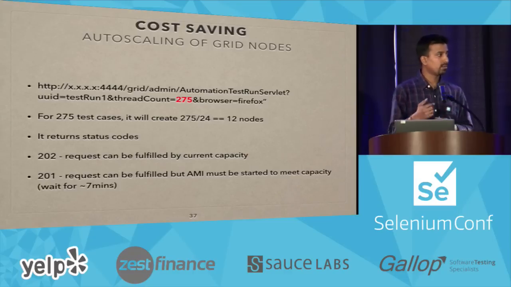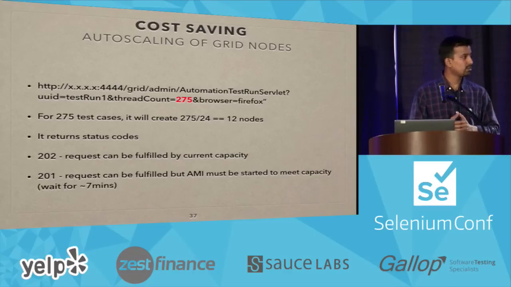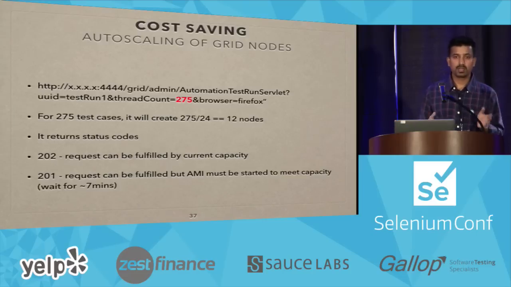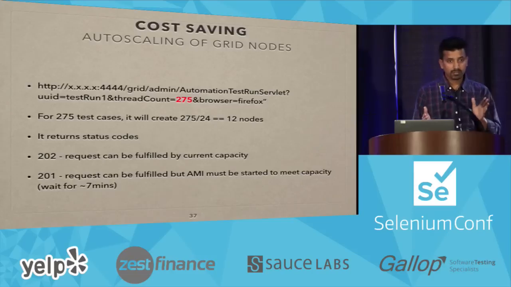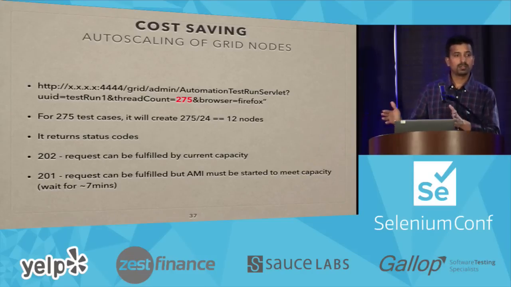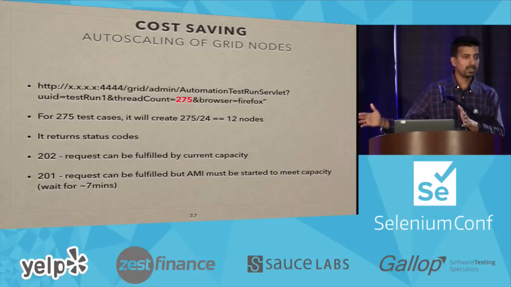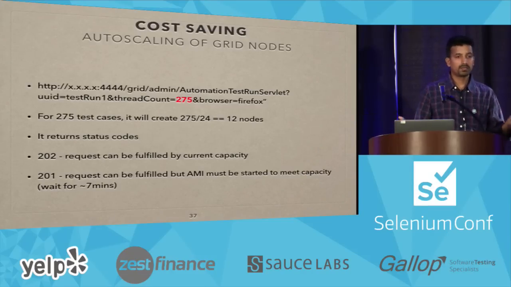Then it will return one type of code, 202, which means, hey, I can run your test, so I don't have to wait. I can straight away go and run my test. If it returns 201, which means I can fulfill it, but I need to create a new AMI to meet your capacity. So I know that with 201, I'll wait for like 7 minutes and then start my test.